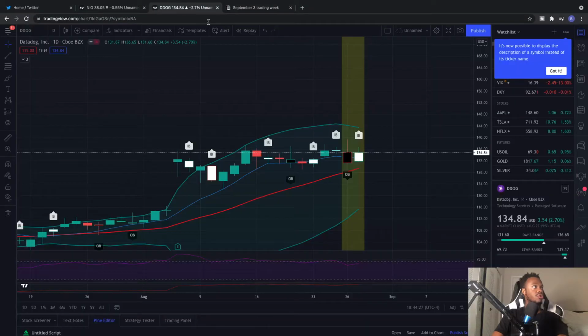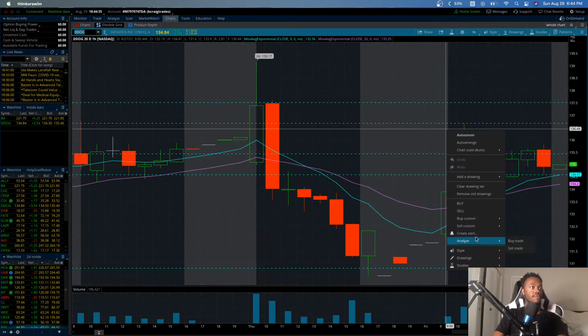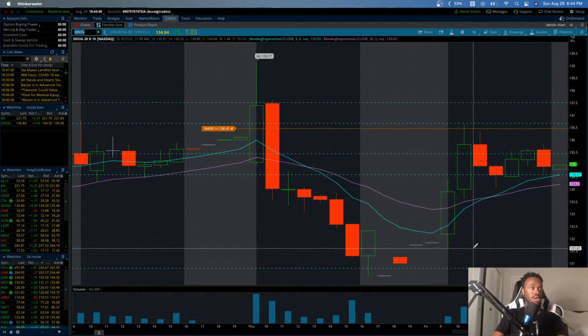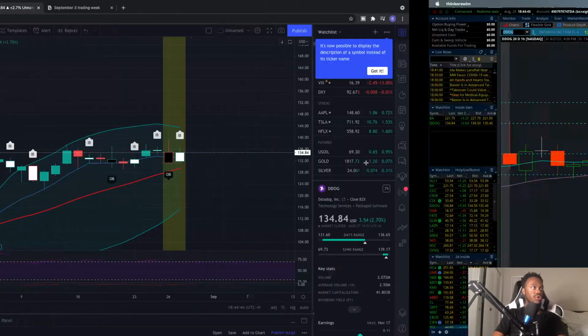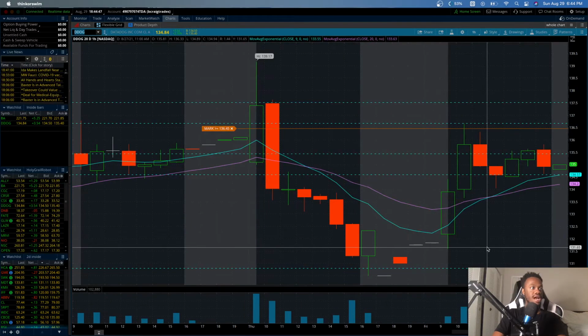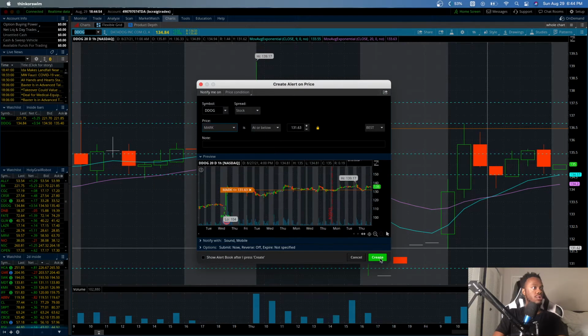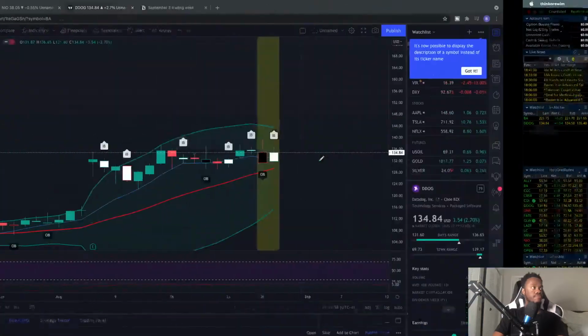So DDOG, we're going to get in calls at 136.43. So right around here, create alerts at or above, set, and I guess the puts would probably be at 131.61. Let's see. Puts right here at 131.61, perfect. So it's basically the high and low of that day, essentially. Create alert, at or below, create. Perfect. So there's that.